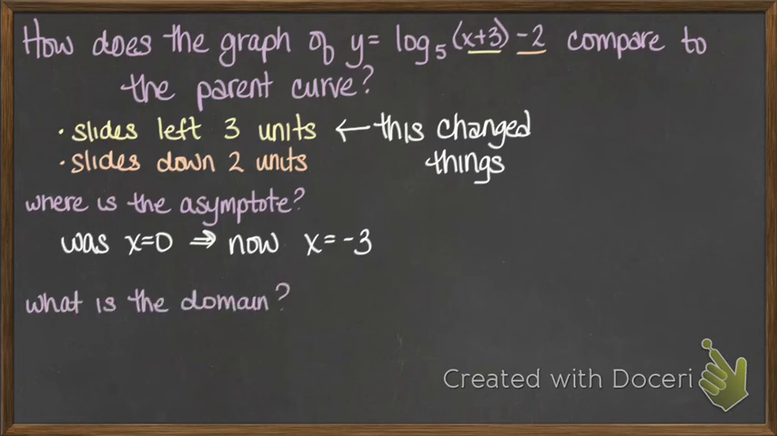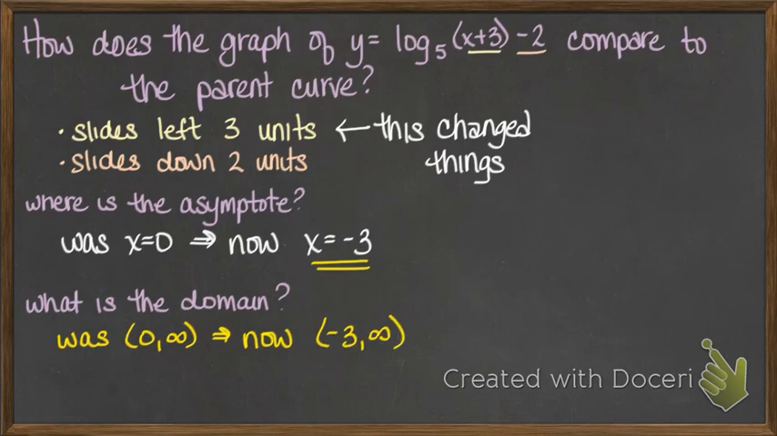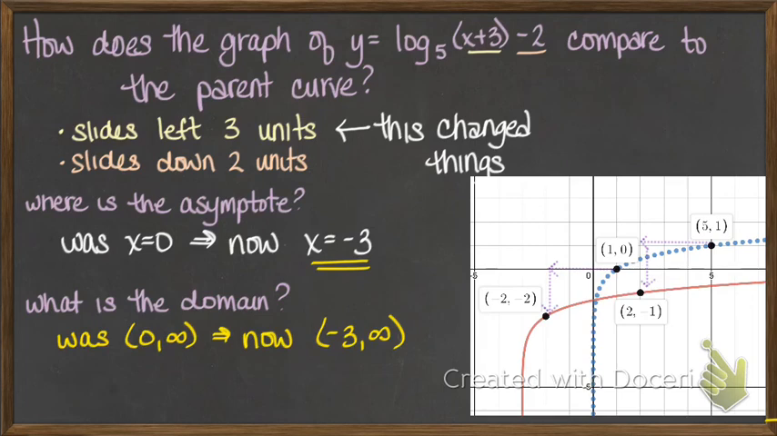What impact does that have on our domain? Well, our domain used to be 0 to infinity. Now it's going to be from negative 3 to infinity, keeping in line with that vertical asymptote. Visual confirmation of these things. We can see that left 3 and down 2, those points on the blue parent curve, become the points on the red new curve. And that vertical asymptote, what used to be at x equals 0, is now at x equals negative 3.